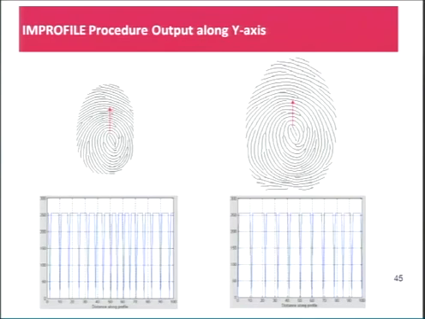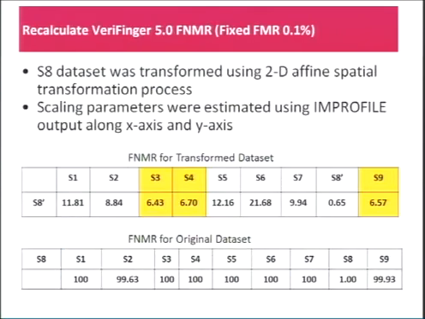On the left, you see a fingerprint image from the S8 dataset. On the right, you see a fingerprint image from the S3 dataset. And if you look at the graphs, the spikes indicate where ridge lines were observed in the fingerprint image. And you see that for the S8 image, the ridge lines were observed a lot closer compared to the S3 dataset. So then the S8 dataset was basically transformed so that its ridge spacing profile was more similar to the S3 dataset. And once that was performed, the new dataset was called S8 prime.